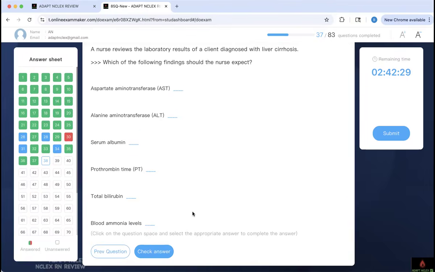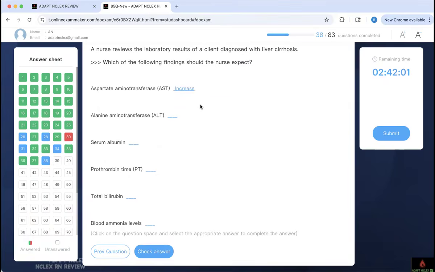And next is reviewing laboratory results for a client diagnosed with what? Liver disease. Which of the following findings should the nurse expect? AST, ALT, albumin, prothrombin time, total bilirubin, and blood ammonia level. What should you expect? Which direction should you go? AST, what do you think? ALT, what do you think? All of them, which direction should they go?